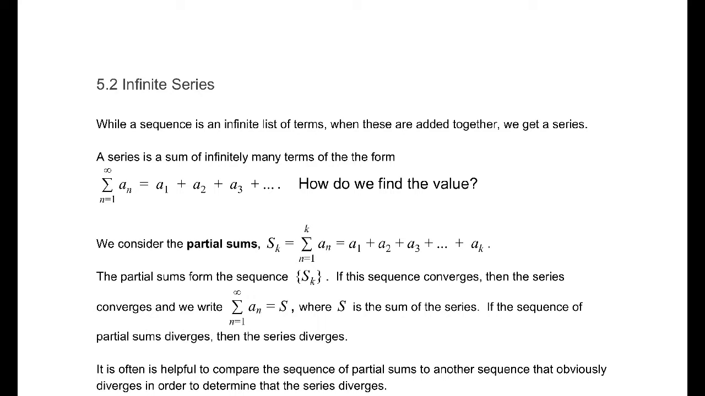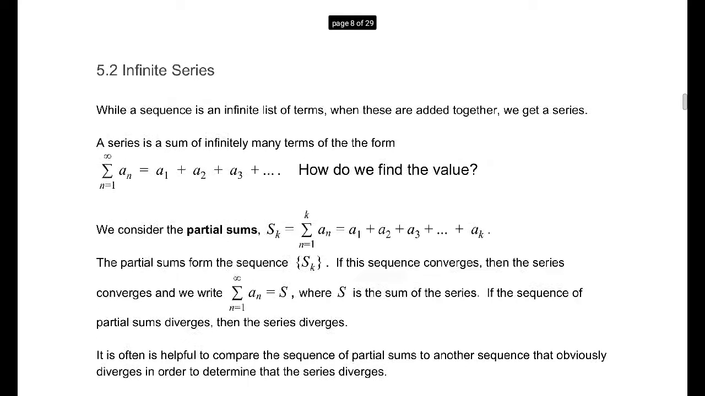Now this forms a sequence, and we call it the sequence of partial sums. If it converges, then that means that the series converges to some value at the end. And we can then write the sum from 1 to infinity of a sub n equals s, where s is the sum of that series, and it's the limit of that sequence of partial sums. If the sequence of partial sums diverges, then we say the series diverges.